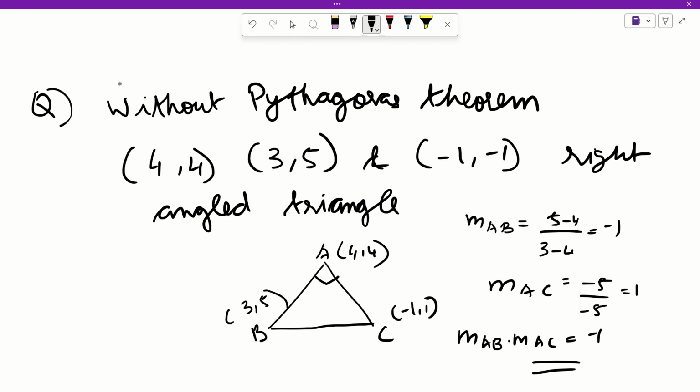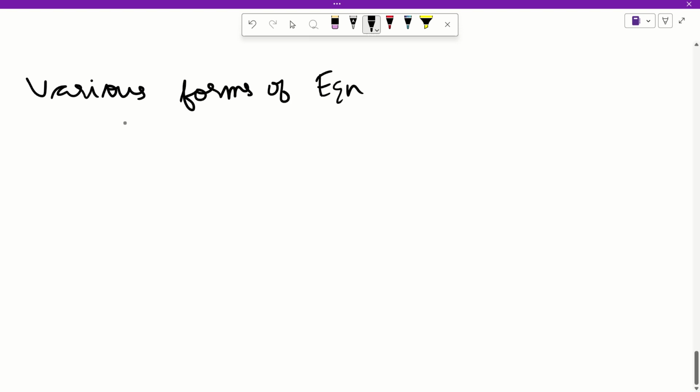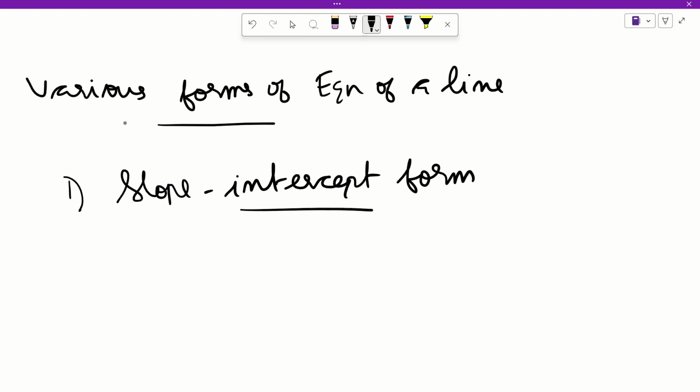Now let us learn the next concepts. Okay. Next concept is various forms of equation of a line. First one, slope intercept form. Slope intercept form. Okay.